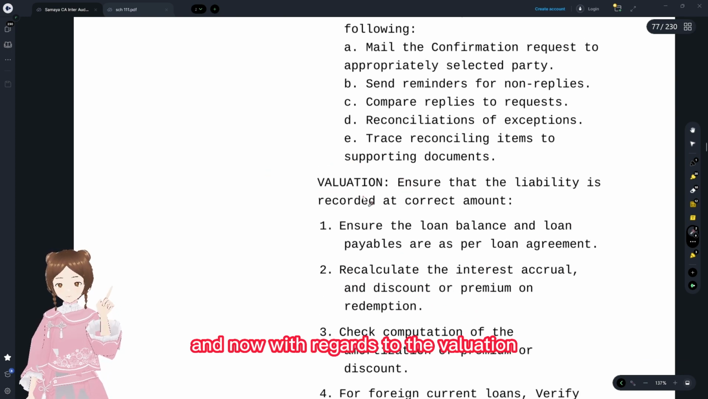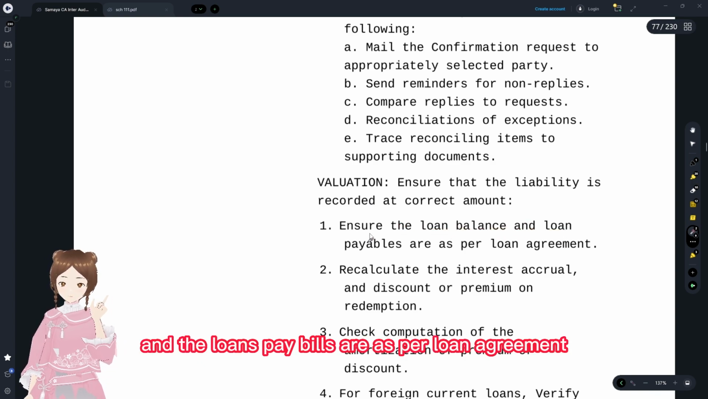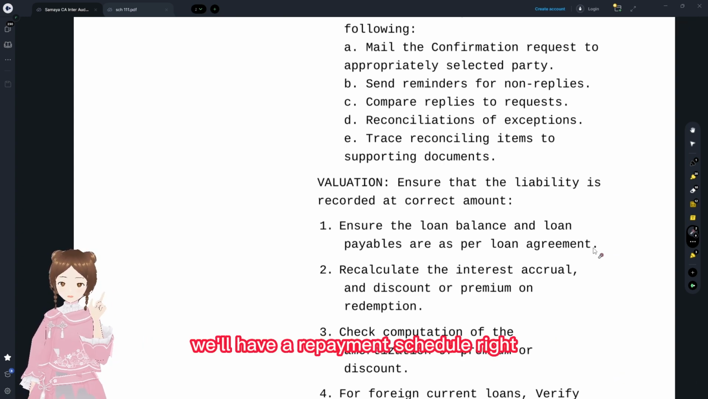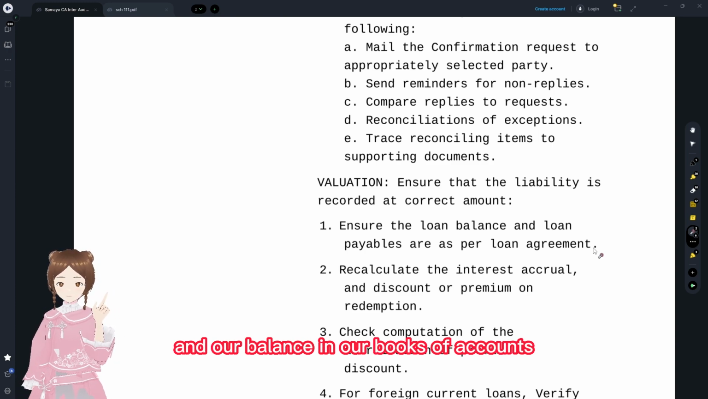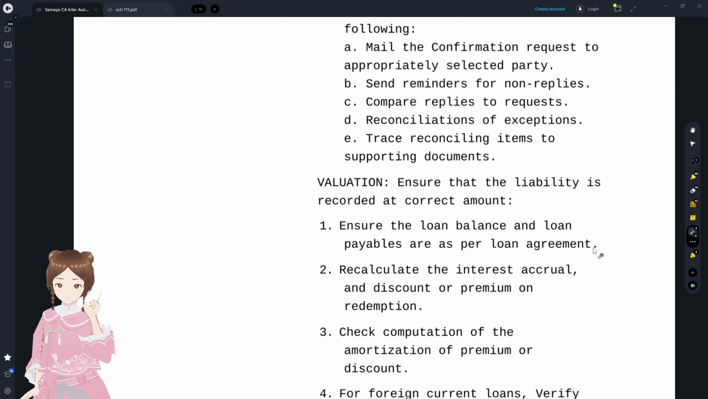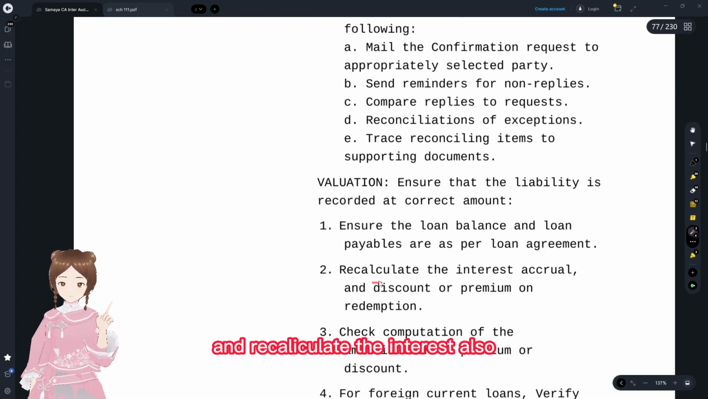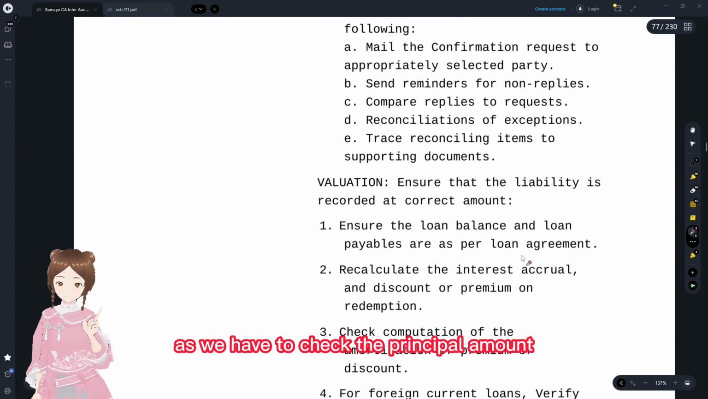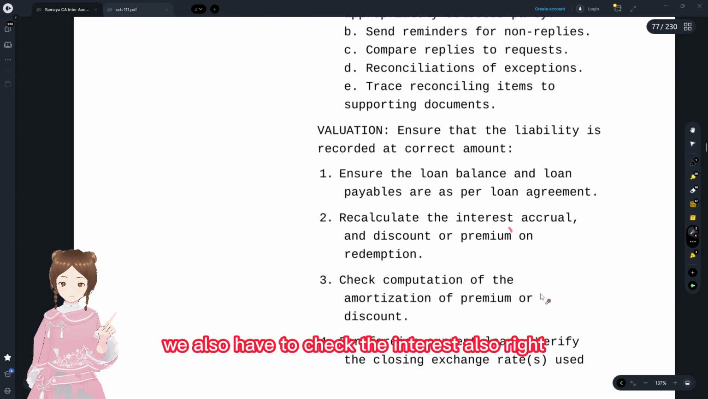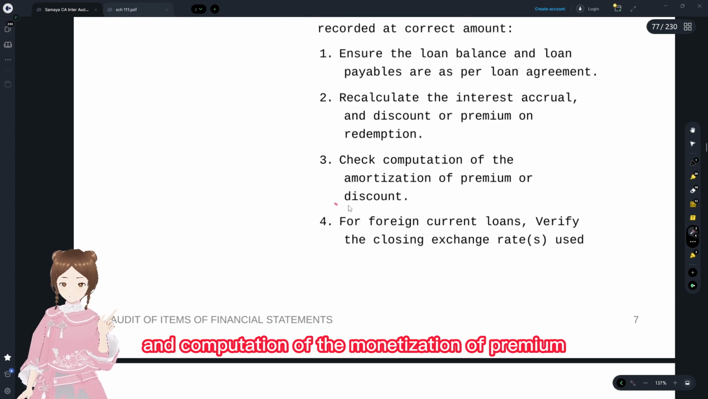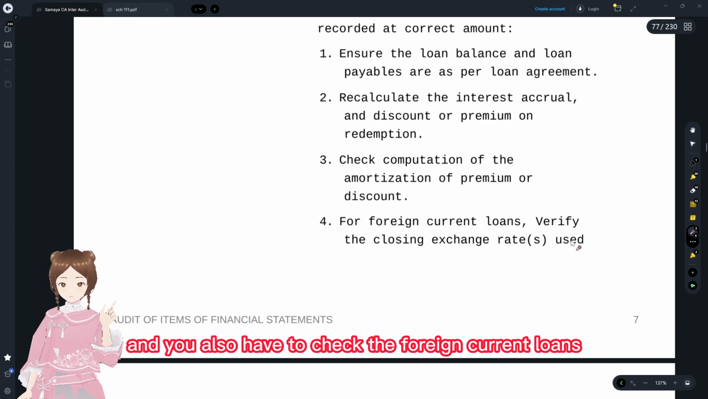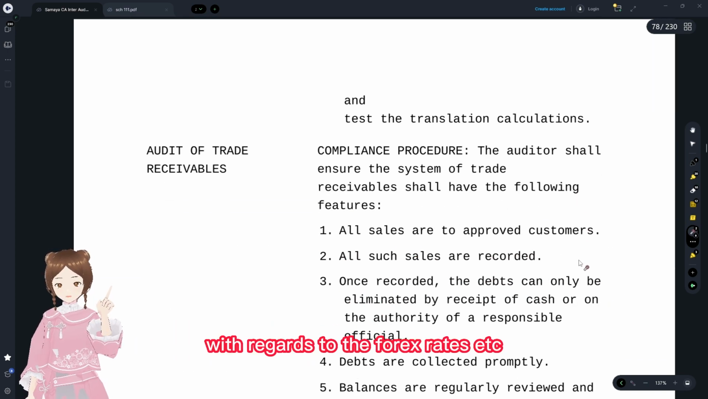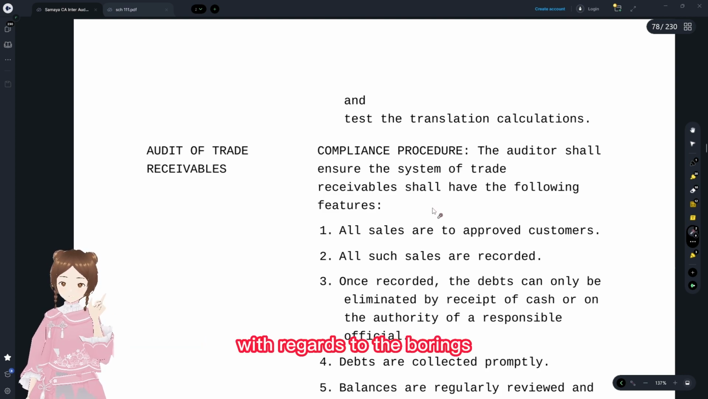And now with regard to valuation, ensure that the loan balance and the loans payable are as per the loan agreement. When we take a loan, we'll have a repayment schedule, right? Whether the balance in that schedule and the balance in our books of accounts have tallied or not. And recalculate the interest also, as we have to check the principal amount, we also have to check the interest, right? And computation of the amortization of premium or discount. You also have to check foreign currency loans with regard to the forex rates, etc. And that's it with regard to borrowings.